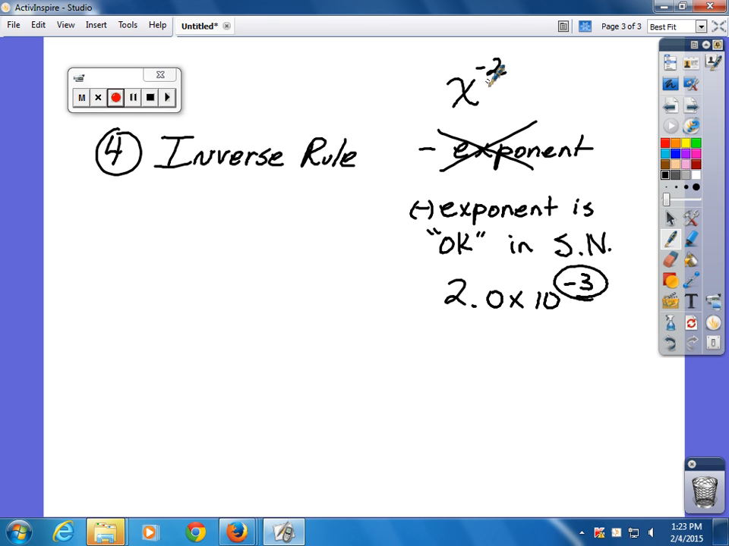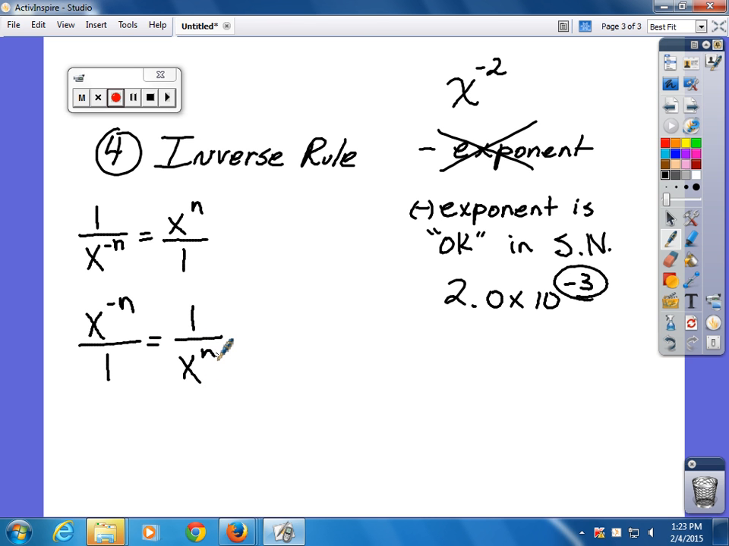Now the inverse rule basically says, if you have a negative exponent in the denominator, flip it, and it becomes what? Positive. If you have a negative exponent in the numerator, flip it, and it becomes what? Positive.